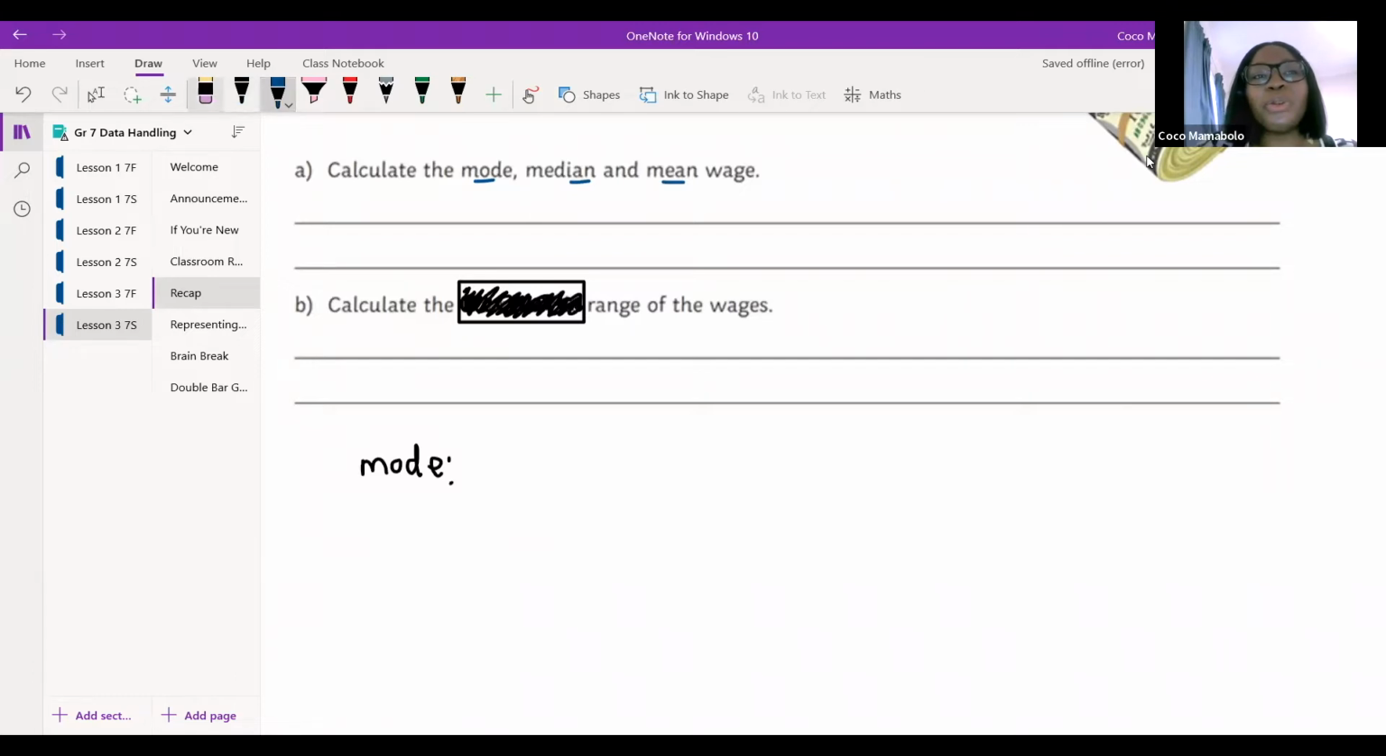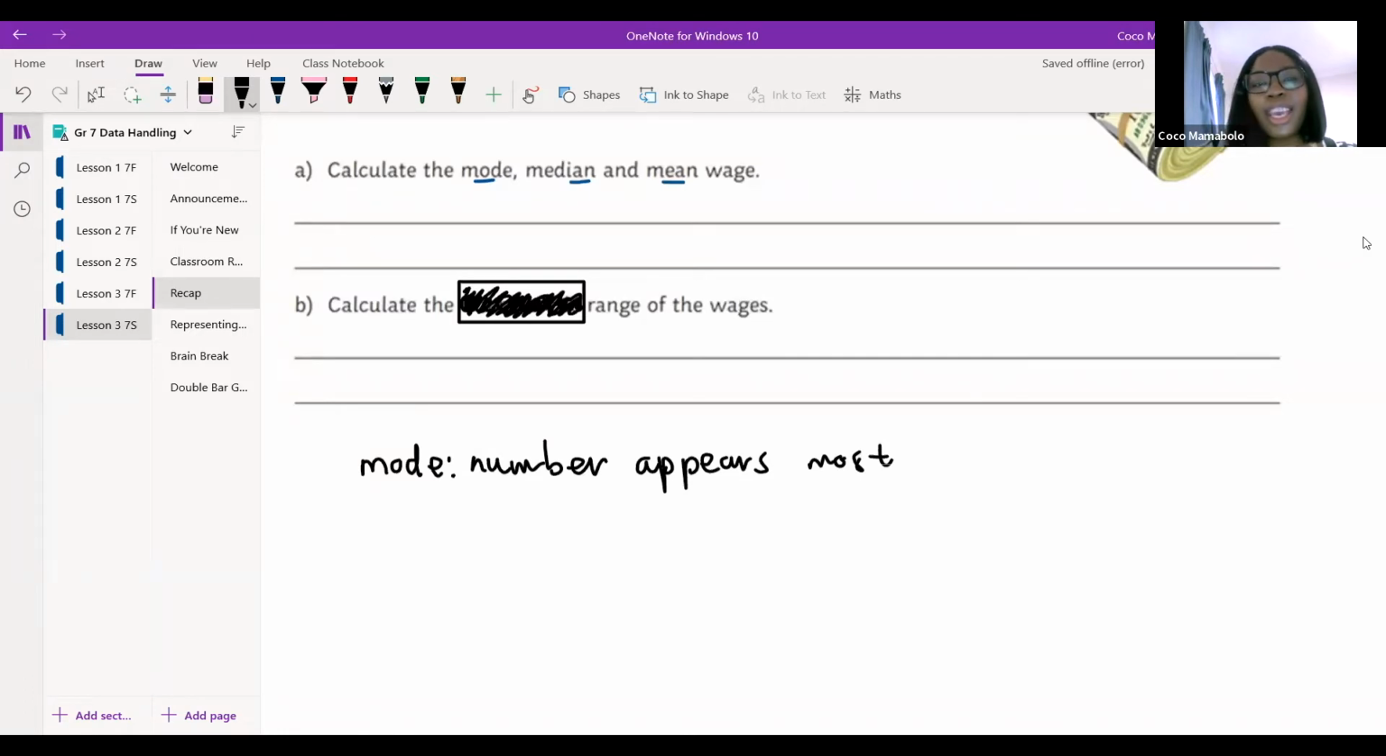What is the mode, Buhle? The mode is the number that appears the most. That's it. Good, because we know that it's the value or the number that appears the most. Well done. Excellent. Thank you very much, Buhle. I can always count on you.